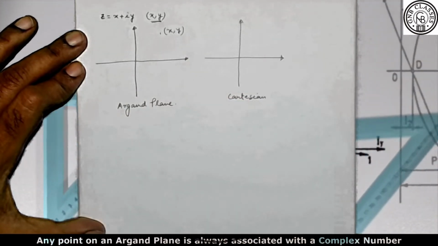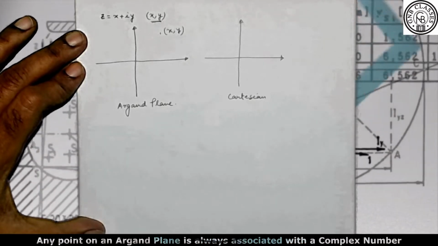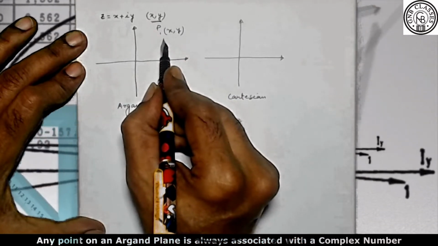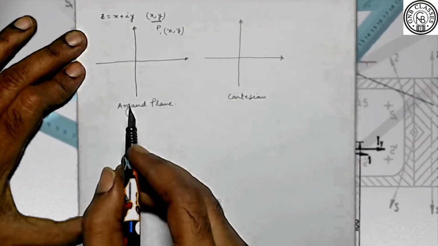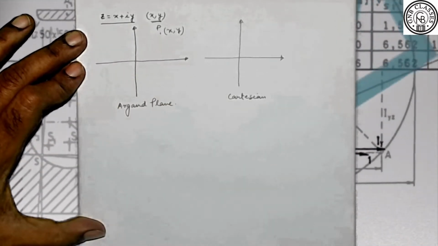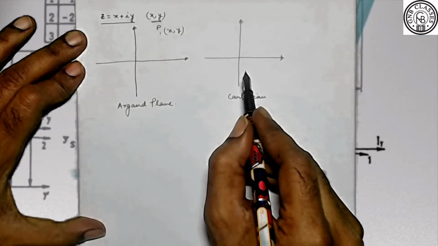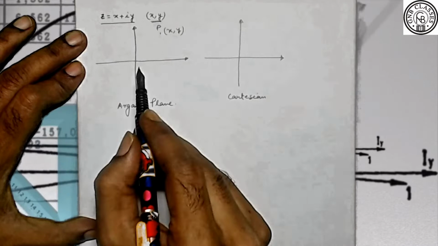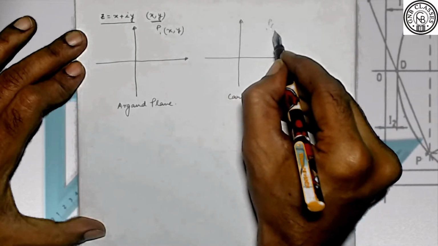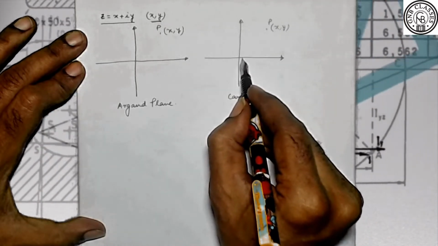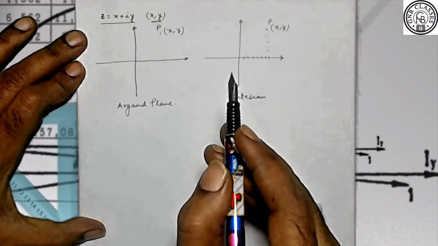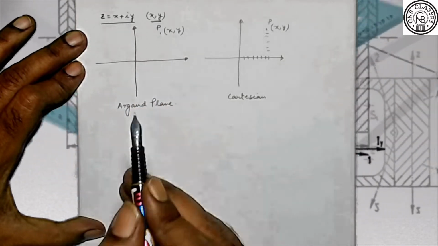So any point on an Argand plane is always associated with a complex number. If I say that point P is on the Argand plane, then you will understand that point P represents a complex number which is x plus iota y. Is it clear? The way we locate a point on a Cartesian plane is the same as locating a point on an Argand plane. If I want to plot a point P on the Cartesian plane, we move x units on the x-axis and y units on the y-axis. Same thing in case of the Argand plane.